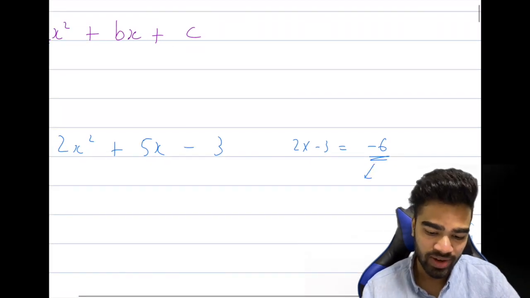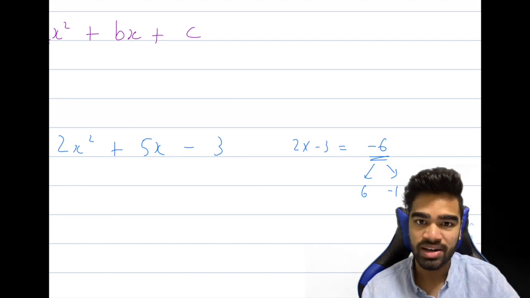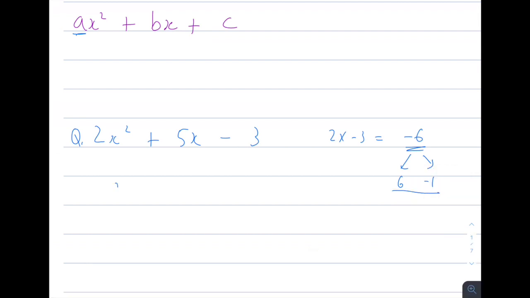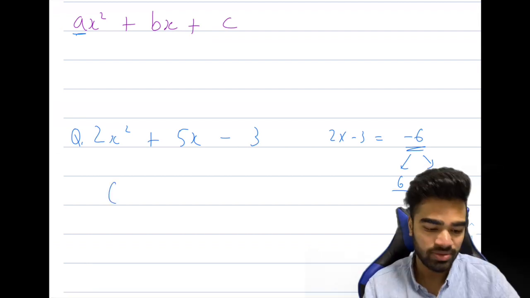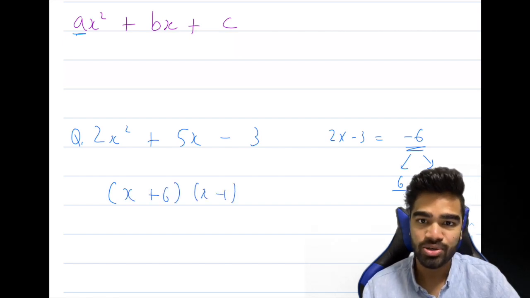Okay. And what are those factors? It's going to be plus 6 and negative 1, right? Because 6 minus 1 is 5. 6 times negative 1 is negative 6. Okay. So these are your two factors. Now, you're not just going to go, so remember at this stage for the previous thing, we just did x plus 6 and x minus 1. But we're not going to do it like this time.